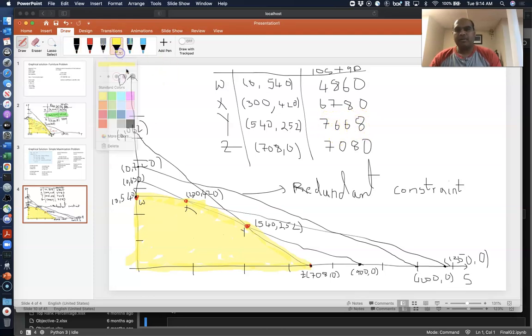So this here is the optimal solution. What is the optimal solution? Make 540 regular standard bags, make 252 deluxe bags, and that will give us a profit of 7,668. No other solution that satisfies all your constraints will give you a higher profit. That is the maximum profit you can make, 7,668, with this combination of standard and deluxe bags. Right? That's the graphical solution.